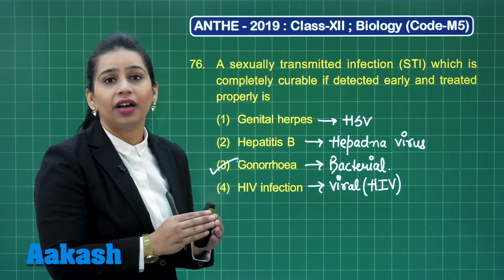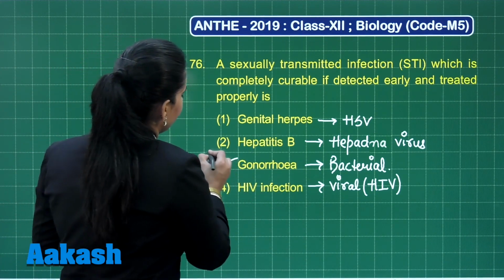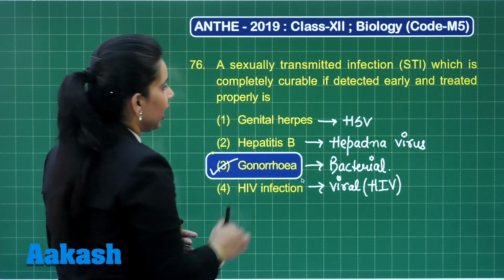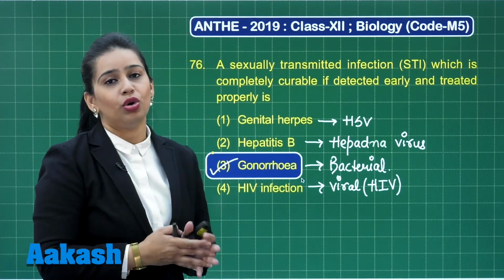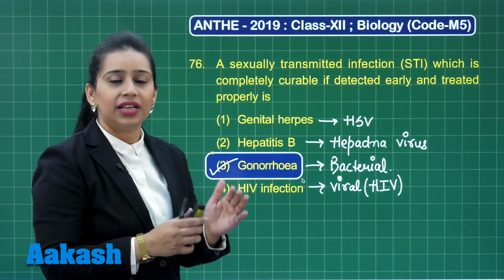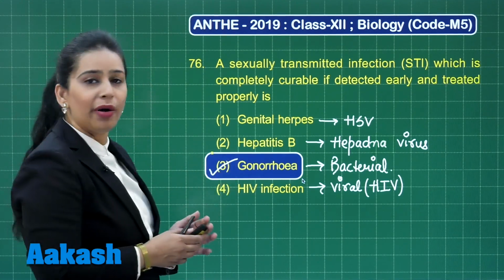This is again a direct question from NCERT, where it has been mentioned clearly that HIV, hepatitis B and genital herpes are not curable. So the third option, gonorrhea, is the correct answer. It is a curable disease. Now let's move to our next question.